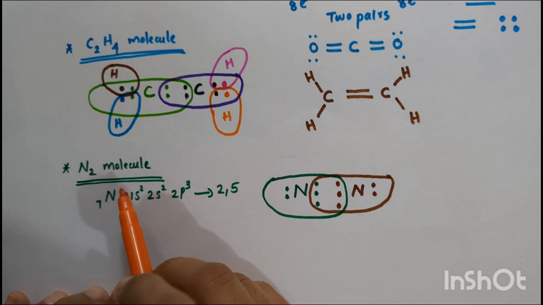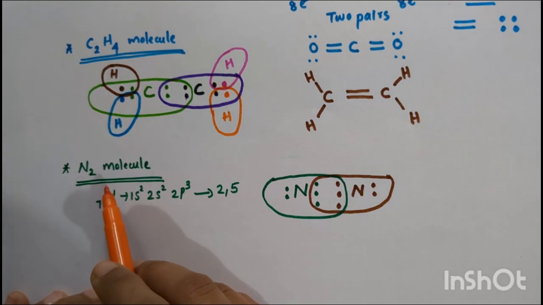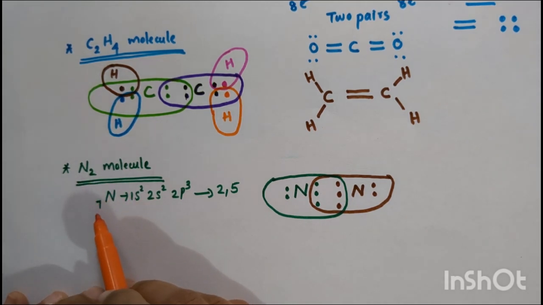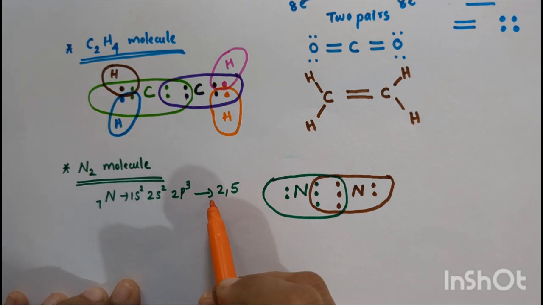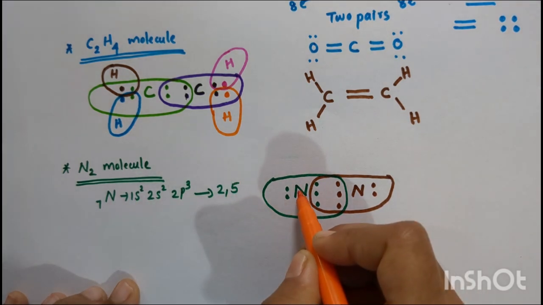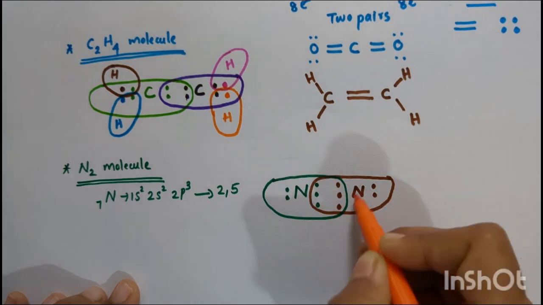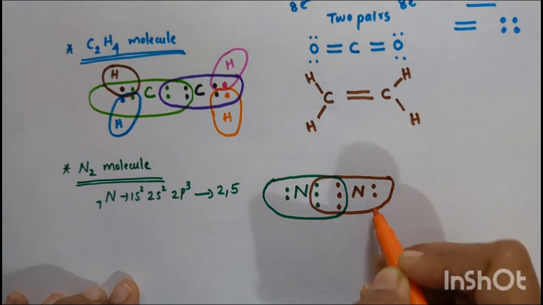Now let us consider a nitrogen molecule, N2 molecule. Nitrogen has atomic number 7, so the electronic configuration is 1s2, 2s2, 2p3, that is 2, 5. So you see, one nitrogen atom has 5 valence electrons. This nitrogen atom also has 5 valence electrons.